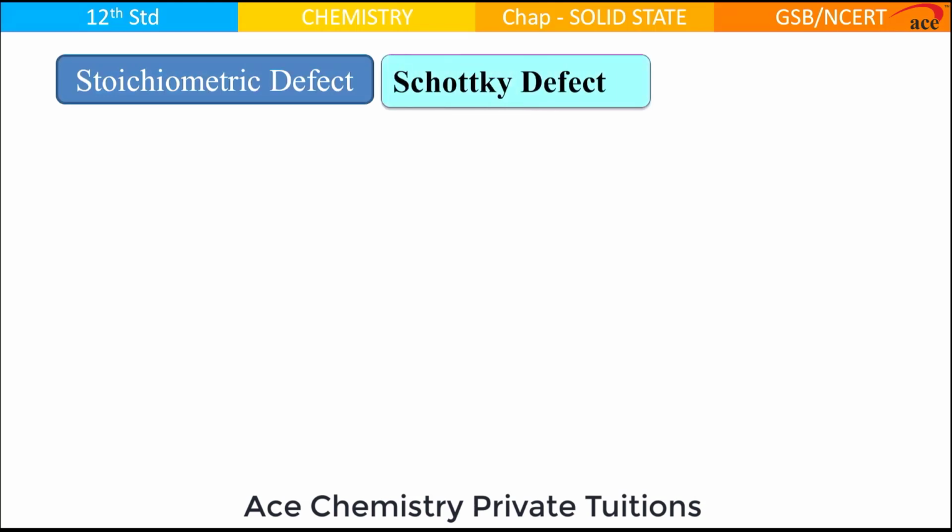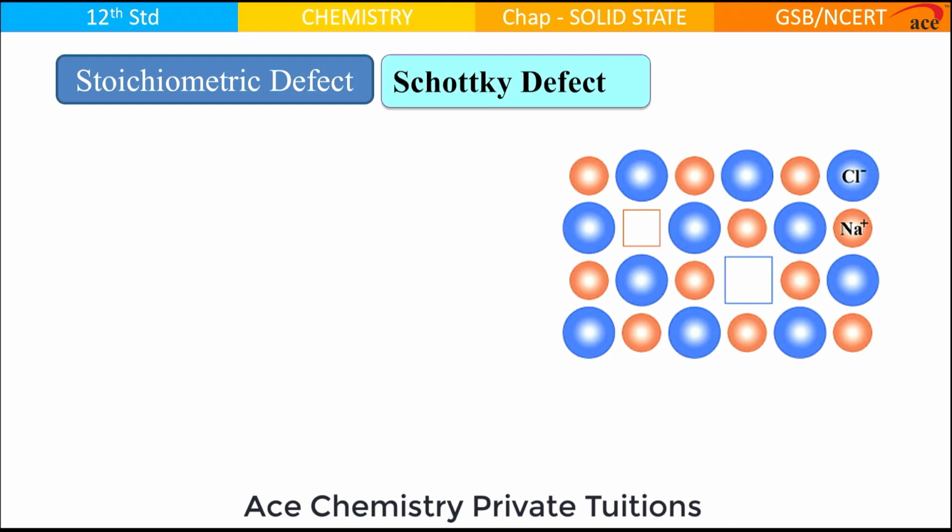So, we come to the first one, stoichiometric defect. Under that, Schottky defect. What you are able to see in this place, we were expected to have Cl minus. In this place, we are expected to have Na plus. How did you come to know that there should be Na plus only here? Because any cation is surrounded by anions. Anion is bigger and shown here by a blue colored sphere. How did you come to know here Cl minus is present?